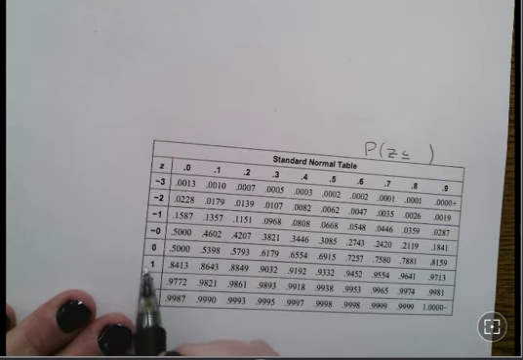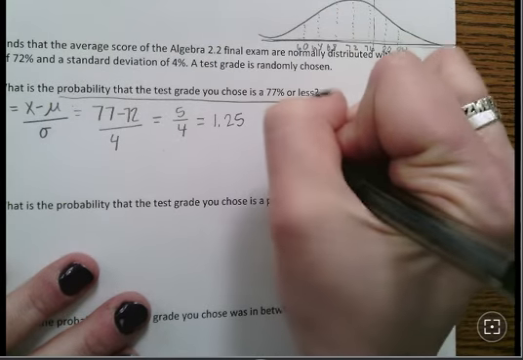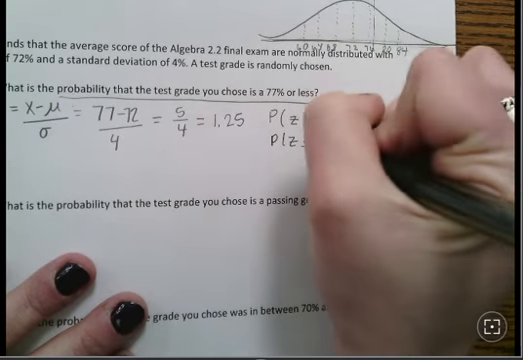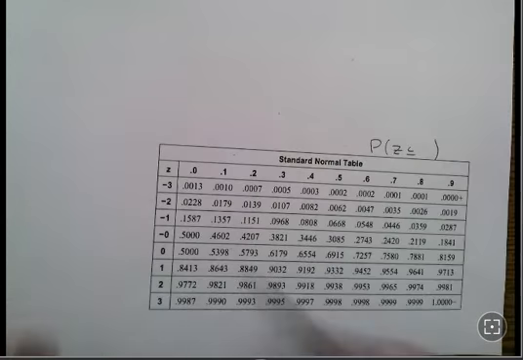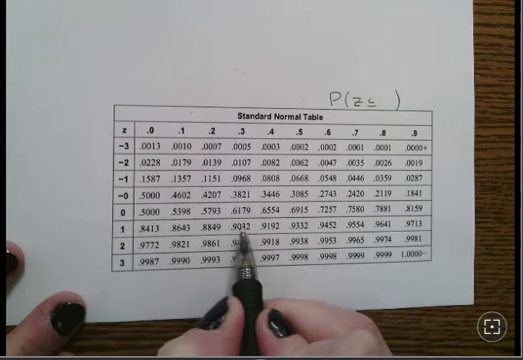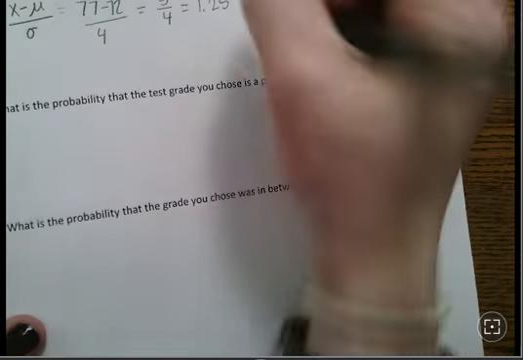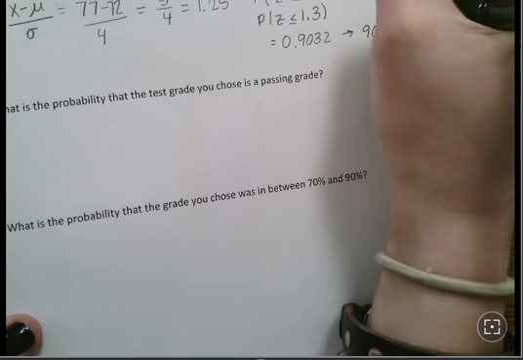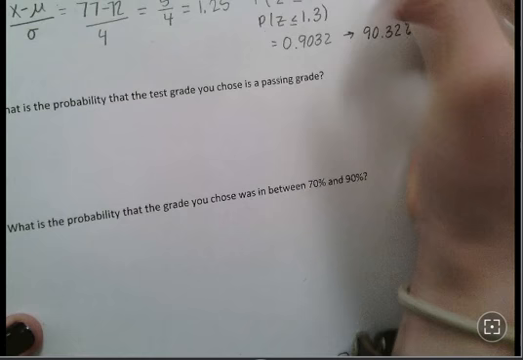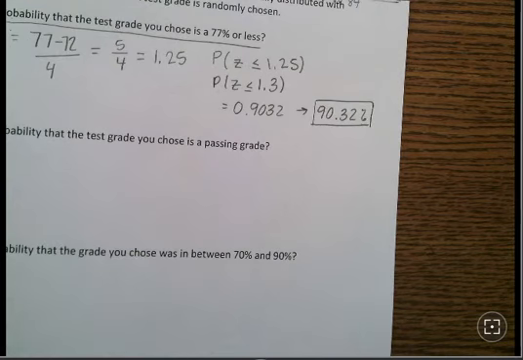So we look for 1 and then 0.25. Because our table only goes to the tenths position, this actually rounds to 1.3. So that's the number we look for. We go to 1, and then to 0.3, and that's the number we need: 0.9032. Moving that to a percentage because it's easier to understand, we have 90.32%. So if we choose a test grade at random, there's a 90.32% chance that grade is going to be 77% or less.